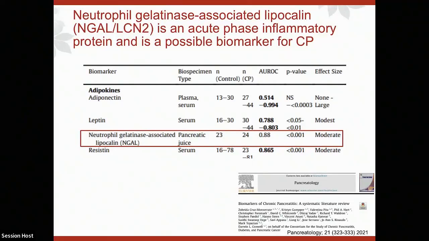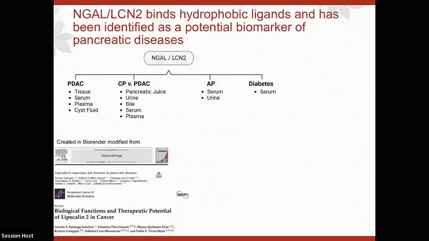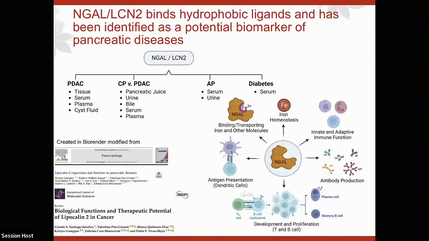Now, within this paper, we found that one of the proteins of about 81 different potential biomarkers, neutrophil gelatinase-associated lipocalin, or NGAL, is a potential biomarker for chronic pancreatitis and is actually of interest in our research lab. So NGAL, also known as LCN2, its job is to bind hydrophobic ligands and has been identified as a potential biomarker for several pancreatic diseases, including PDAC, acute pancreatitis, diabetes, and even comparing chronic pancreatitis versus PDAC.